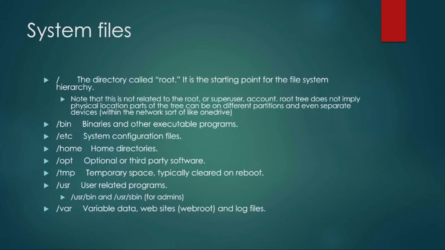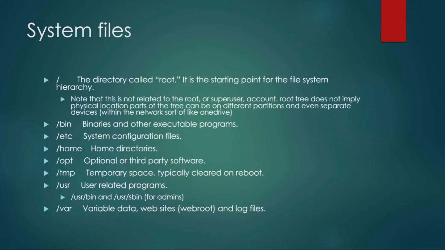We have our etc folder where you'll see a lot of our config files. The home folder where you're going to see the home directories for all of the users on the system. An opt folder where you'll see optional or third-party software. A temporary folder that is going to hold things that we need right now but we don't necessarily need forever. Sometimes we'll have a user folder. This would be user-related programs. You may also see user/bin or user/sbin.